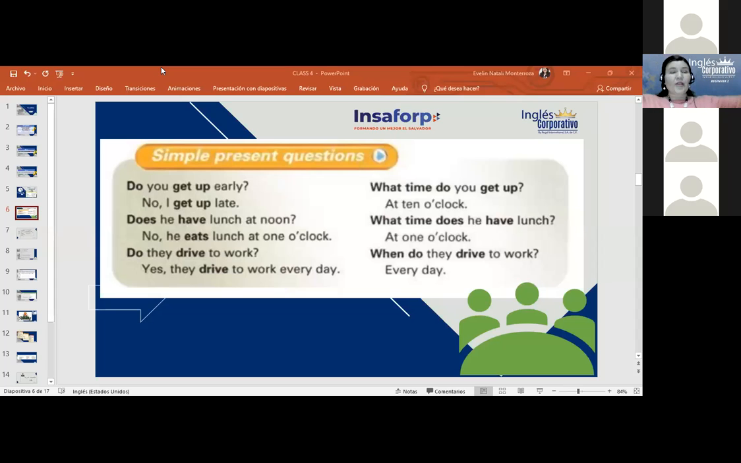One volunteer. Juan, very good. Thank you very much. Go ahead. Okay, we are going to read this one. Simple present questions. Do you get up early? No, I get up late. Does he have lunch at noon? No, he eats lunch at 1 o'clock. Do they drive to work? Yes, they drive to work every day. Thank you very much, Juan. Thank you for your help and thank you for reading.